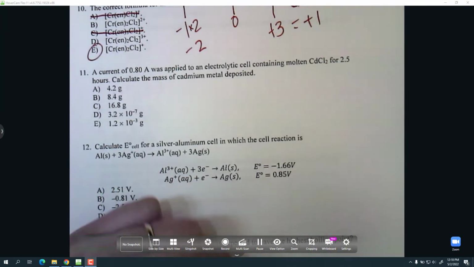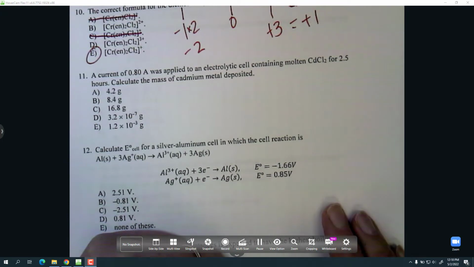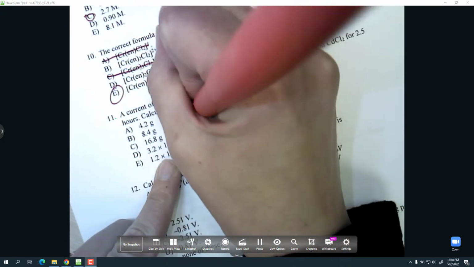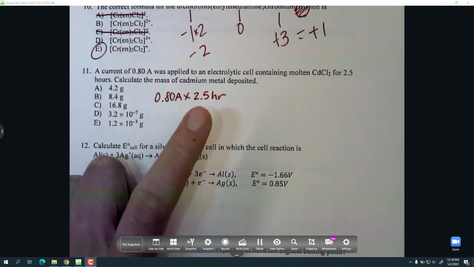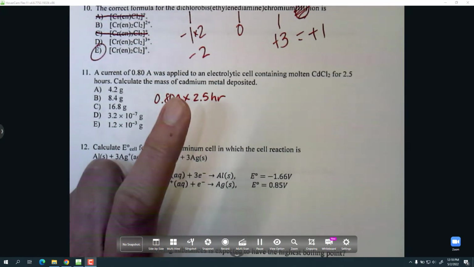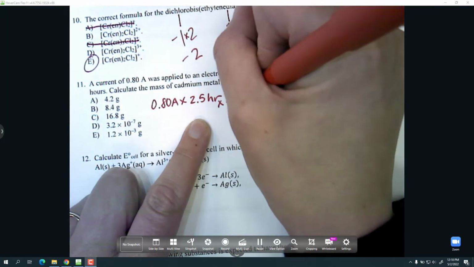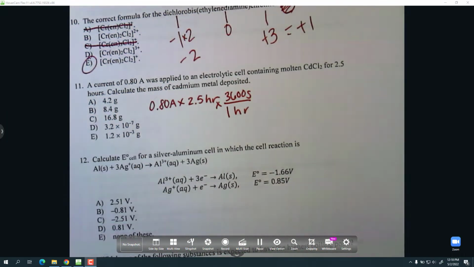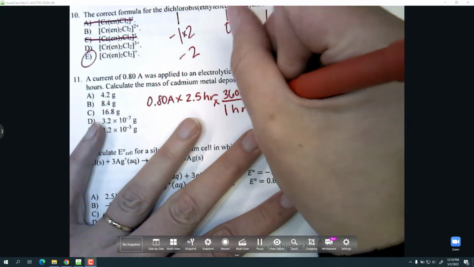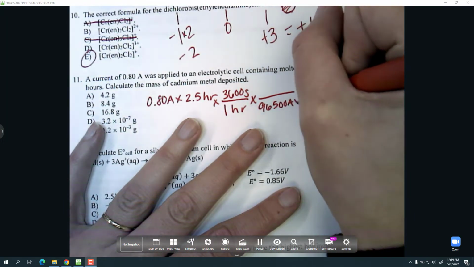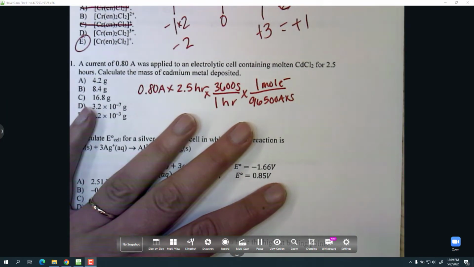All right, electrolysis. A current of 0.8 amps was applied to an electrolytic cell for 2.5 hours. Calculate the mass of cadmium. Remember that for electrochemistry, you can either start from mass or you can start from amps times seconds. I have amps times hours, so I am going to convert those to seconds by multiplying by 60 to get minutes, and then 60 again to get seconds. So now I have amps times seconds. Once I have that, I'm ready to use Faraday's constant to convert to moles of electrons.